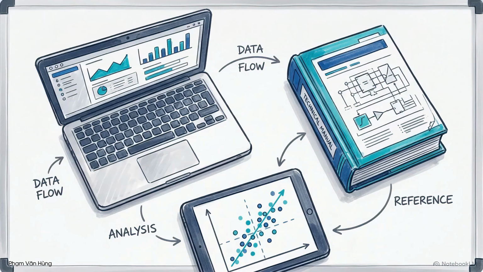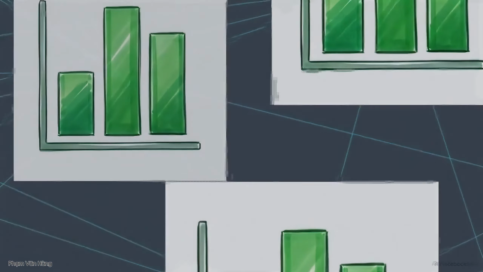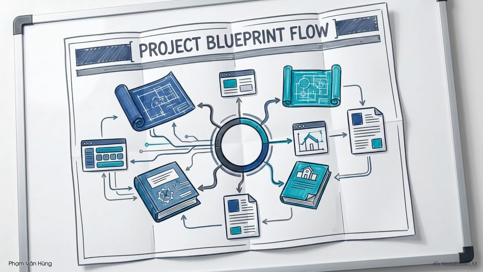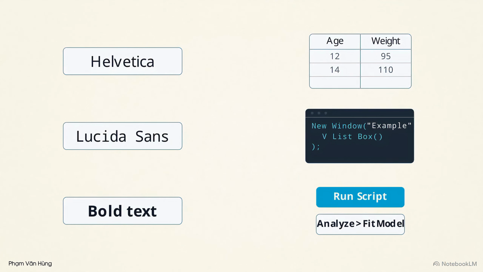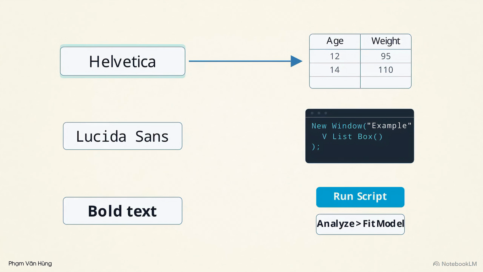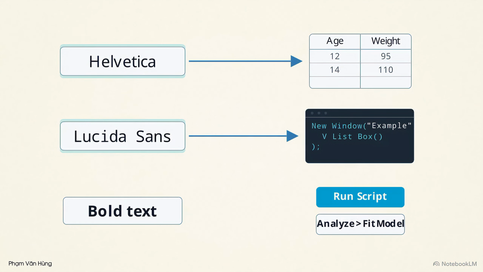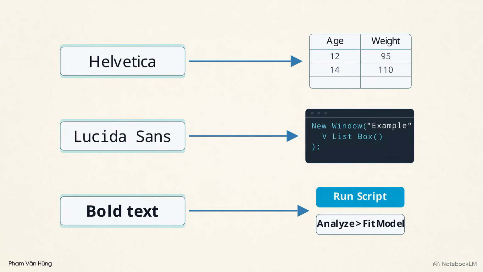JMP provides a massive ecosystem of learning resources. But before you can dive into complex analytics, you have to understand how to read its internal map, the documentation conventions. The documentation uses 3 specific typography rules to tell you exactly what you are looking at. Helvetica font points to data tables and column names. Lucida Sans indicates JSL code. And bold text highlights actionable UI elements, like buttons and menus.